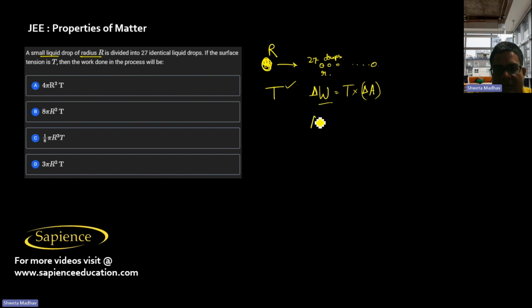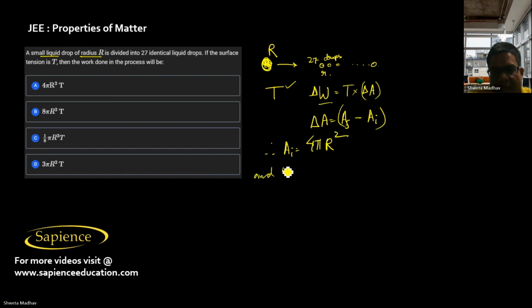So the change in surface area is equal to the final surface area minus the initial surface area. So now the initial surface area is obviously 4 pi R square, and the final surface area is 27 into 4 pi into small r square. Now we have to find a relation between small r and capital R. Now we can apply the conservation of mass, since the density of the liquid drops will be same, so the volume also will remain conserved, meaning the initial volume will be same as the final volume.